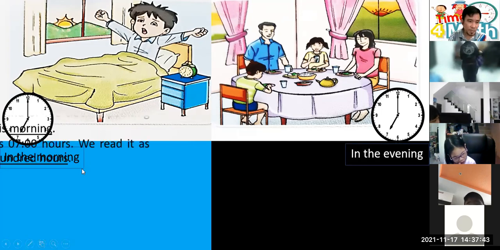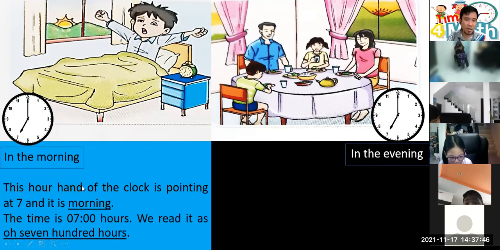Now here we go. The hour hand of this clock is pointing at 7 and it is morning. So we can read the time here as 700 hours. I would like you to know that we are reading the 24-hour system in an analog clock. Here the hour hand is pointing to number 7 and it is morning, so we read this as 700 hours.